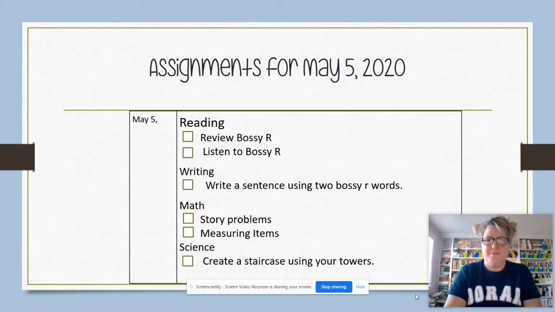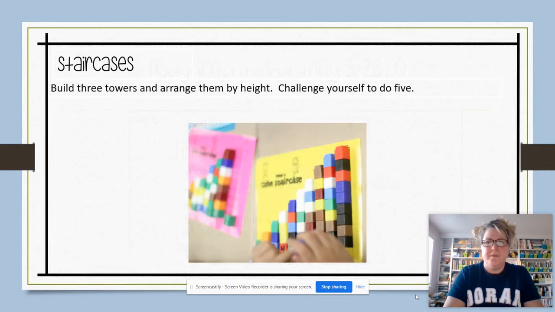So now we have just reviewed our story problem and our measuring items. So that will help you when we're doing our science today, which is to create a staircase using your towers. So you should remember this from playing it in the classroom. We use cubes just like in this picture, but you remember from yesterday with the juice boxes and different items in your house that you can measure with, and try to see if you can build 3 towers, can be with anything in your house, and arrange them by height or by measurement.